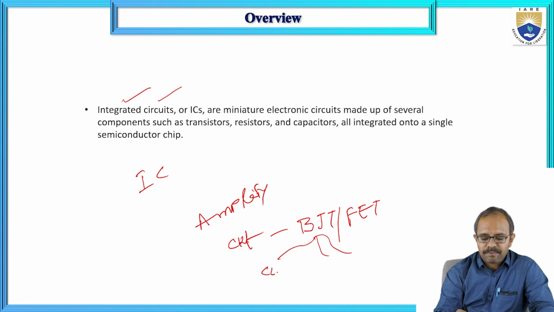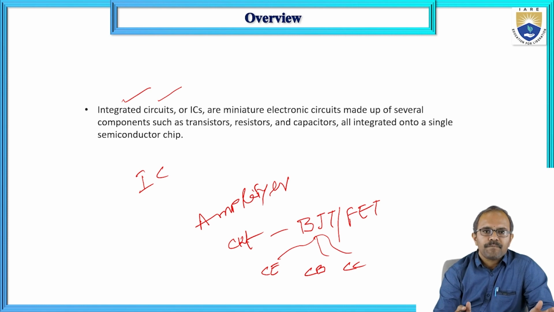It can be a CE, it can be a CB, it can be your CC configuration. So what does it mean? It is a simple amplifier circuit. An amplifier circuit can be designed using common emitter mode, common collector mode, or common base configuration mode.